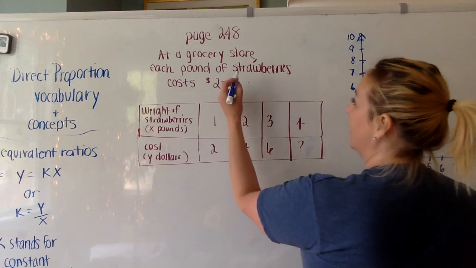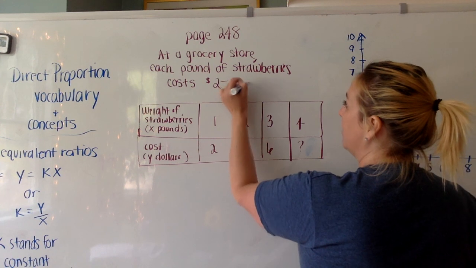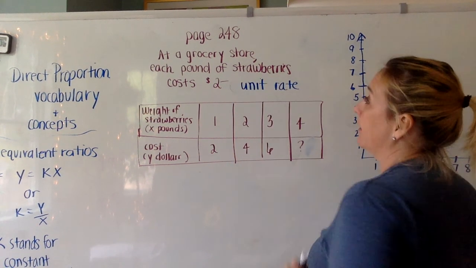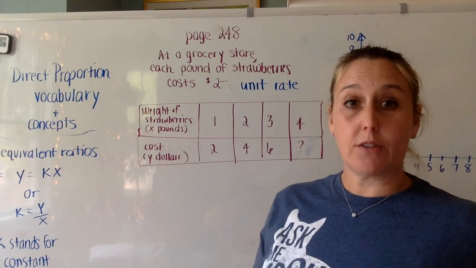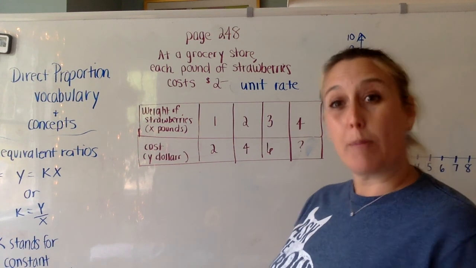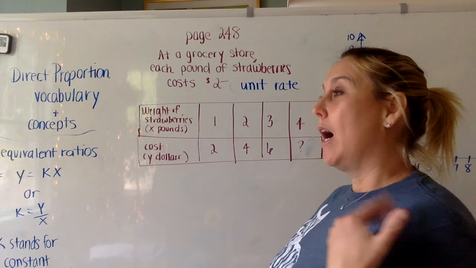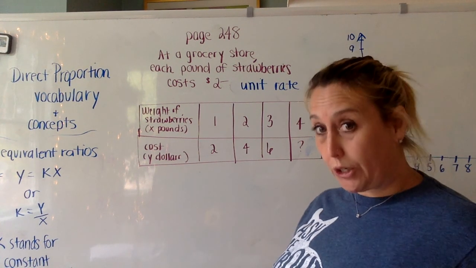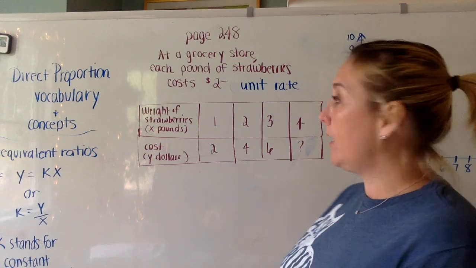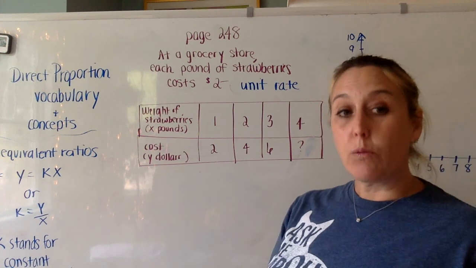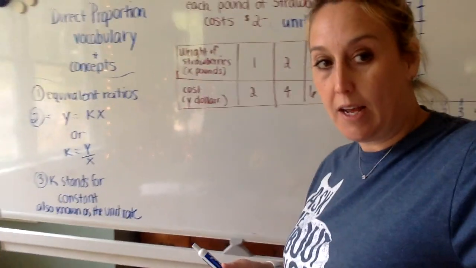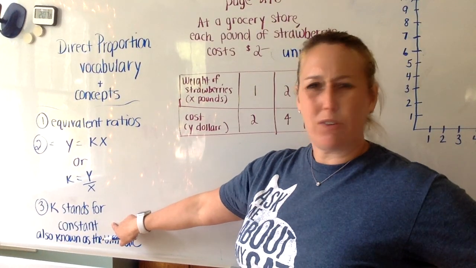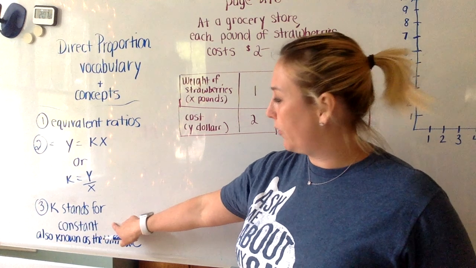Hopefully you said that this is a unit rate, because each pound costs $2. So that is, remember, per pound. We talked about how many gallons per mile. We did all that work around per or each, which is unit rate. So unit rate, when we're talking about direct proportion, is the same as a constant, which you're like, what are you talking about? Although you should have seen it in the vocabulary video.